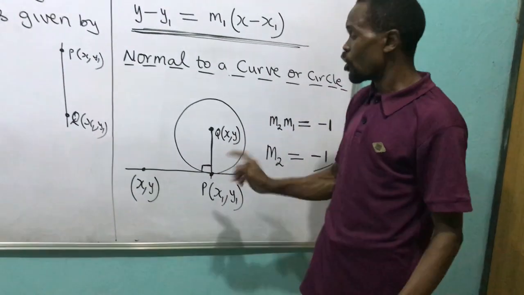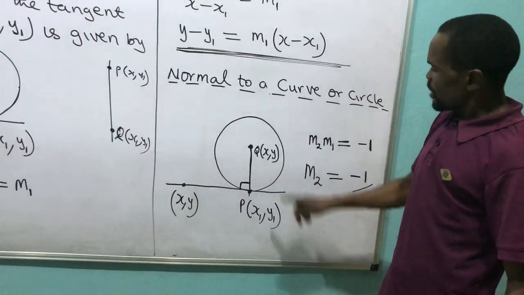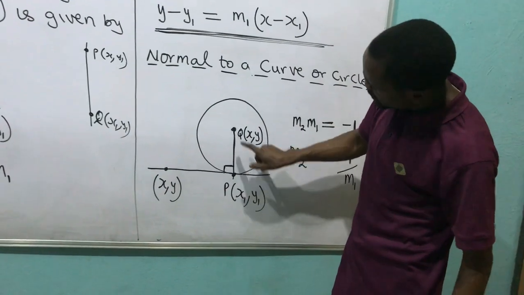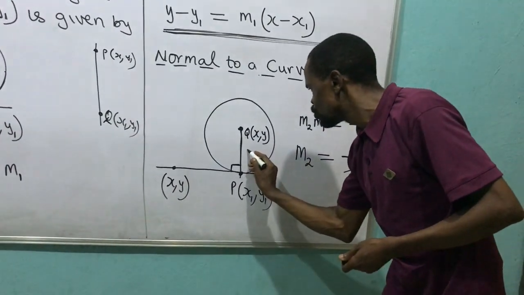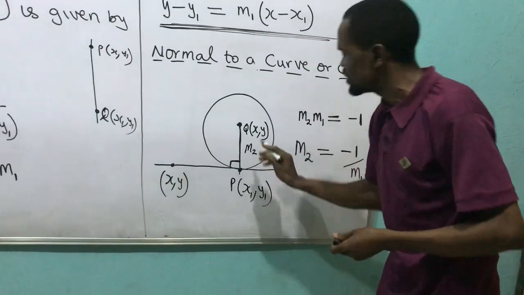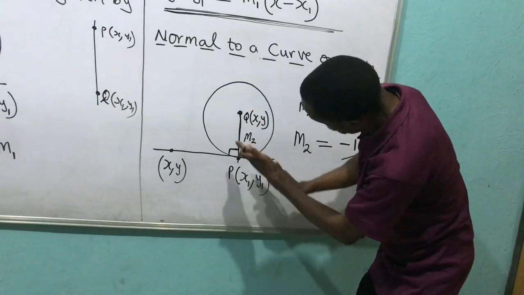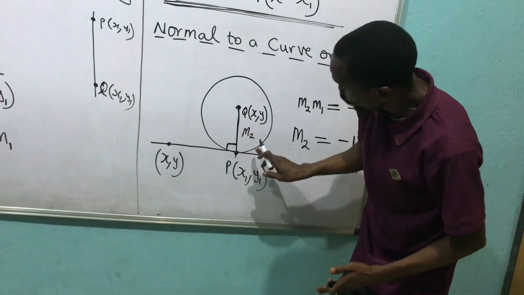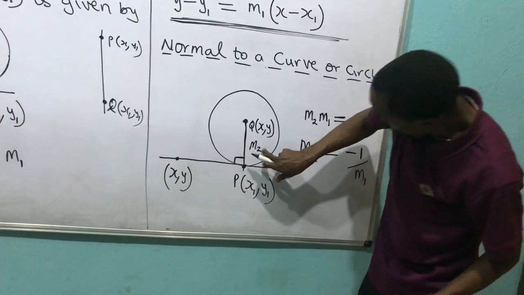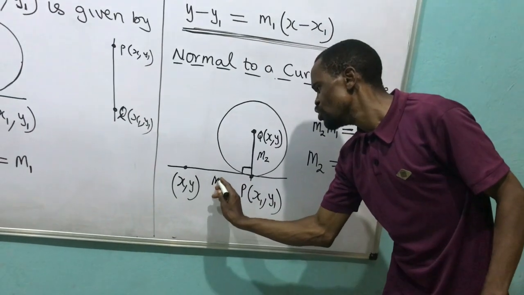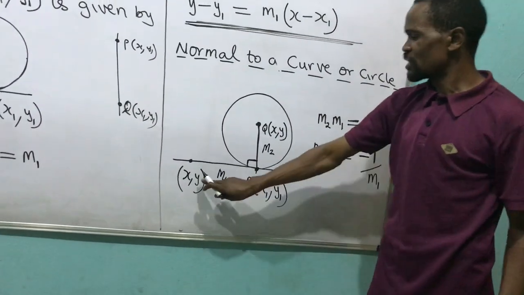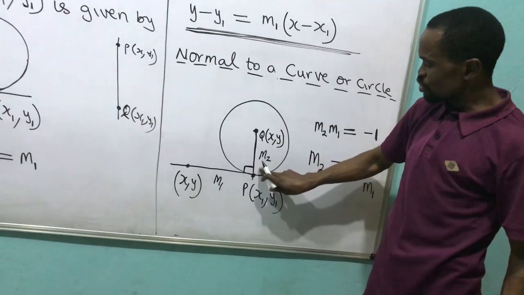Then looking at it now, this line has its own slope, and this line has its own slope. The normal line, the equation of the normal, has its own slope. Its slope is m2. Then this line has its own slope, which is m1, the tangent line, and this is the normal line.